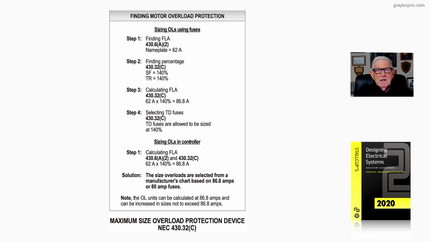You could just go ahead and use 62 amps to select your overloads. But since you were having trouble with it starting, you could go up to 140% and size the overloads at 86.80. So that's all that it's really illustrating to you, is how you could use a fuse or an overload in accordance with 430.32C as in car to prevent nuisance tripping of the overloads when the motor's starting and running.